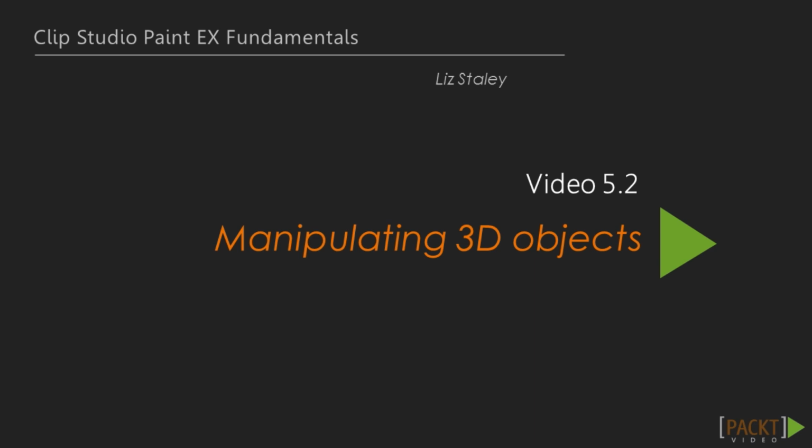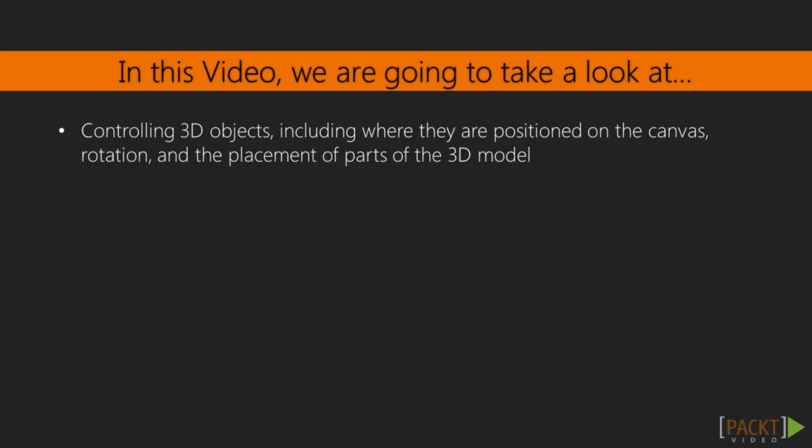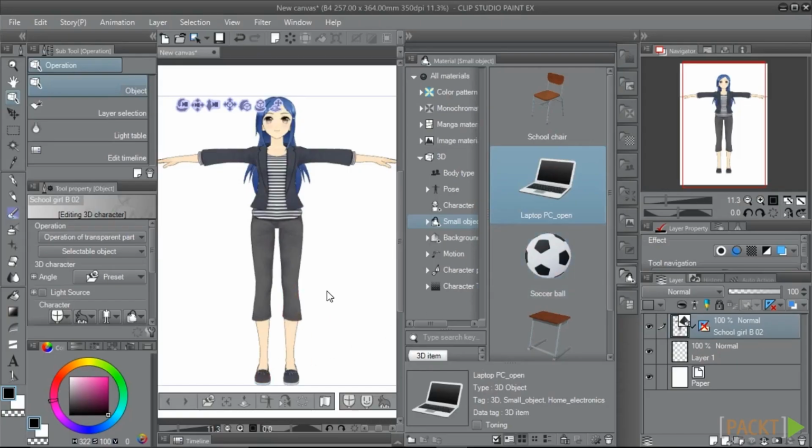Hi there. In the previous video, we learned how to add 3D objects to our pages. In this video, we are going to learn how to manipulate those 3D objects. We'll not only be covering how to move them in 3D space and rotate them, but also how to move the individual parts of character models. Let's jump right in.